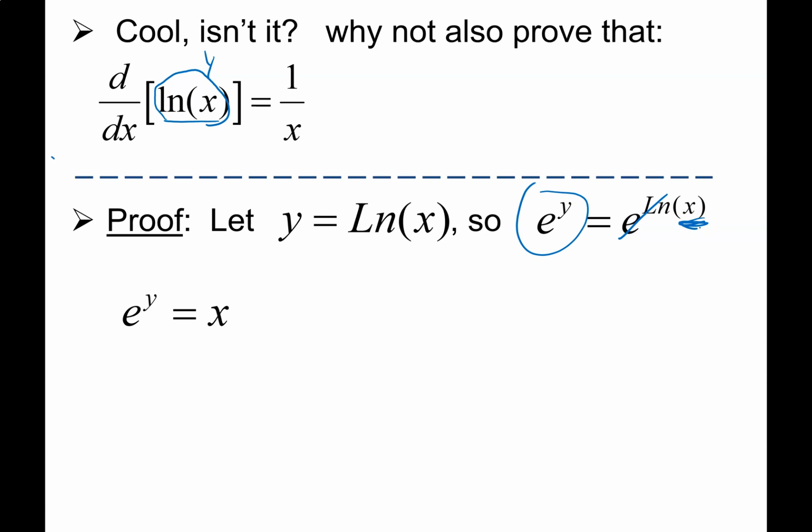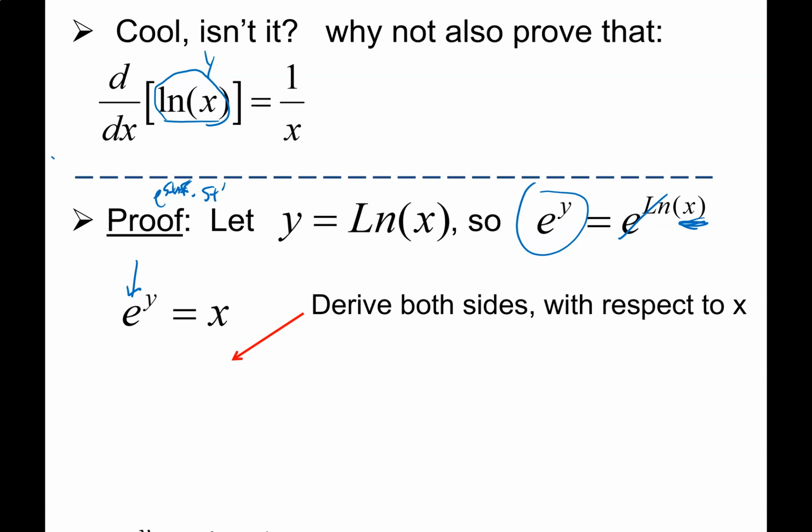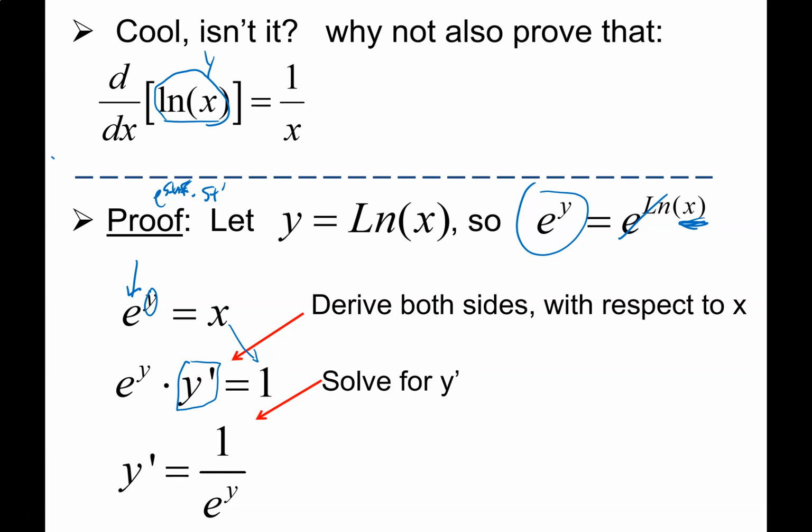equals x. Now, we already know how to differentiate e to the y because we just proved what the derivative of e to the x is. So it's e to the stuff times the stuff prime. So it's going to be e to the y times y prime, and then the derivative of x is 1. Again, to differentiate, I want the y prime by itself. So I'm going to divide by e to the y.